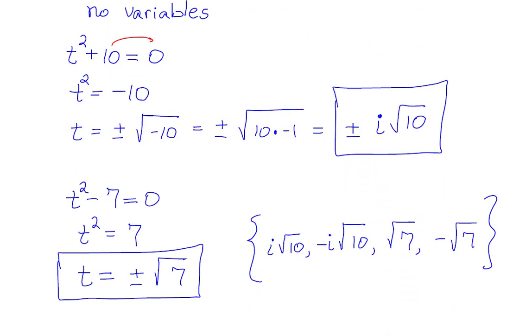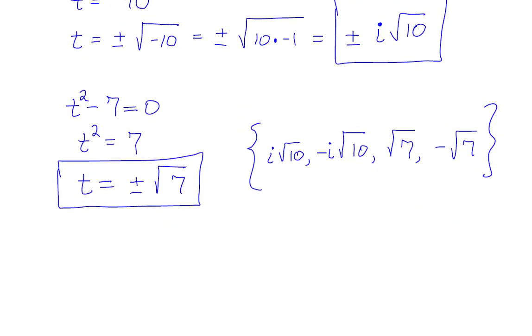Let's see, we also have t squared minus 7 is 0. So I get t squared is equal to 7 when I move the 7 to the right-hand side. So t is plus or minus the square root of 7. All right, so my solution set consists of the plus i, the minus i, the plus square root 7, and the minus square root 7. So there are 4 possible solutions.